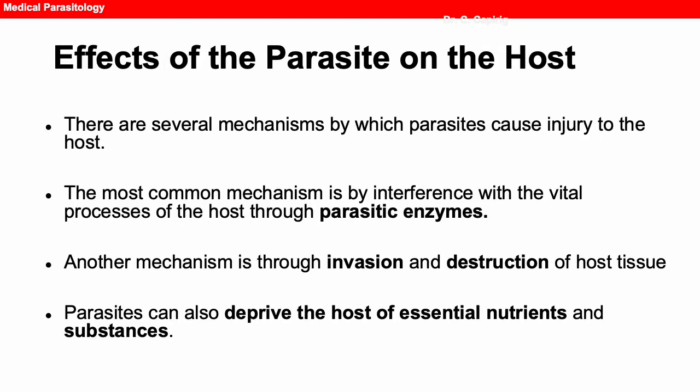In terms of the effects of the parasite on the host, there are several mechanisms in which parasites can cause injury to the host, and basically this is just a summary of what we have mentioned. The most common mechanism is the production of parasitic enzymes. An example is the cysteine proteinases produced by Entamoeba histolytica. Another mechanism is invasion and destruction of host tissue, and parasites can also deprive the host of essential nutrients and substances.